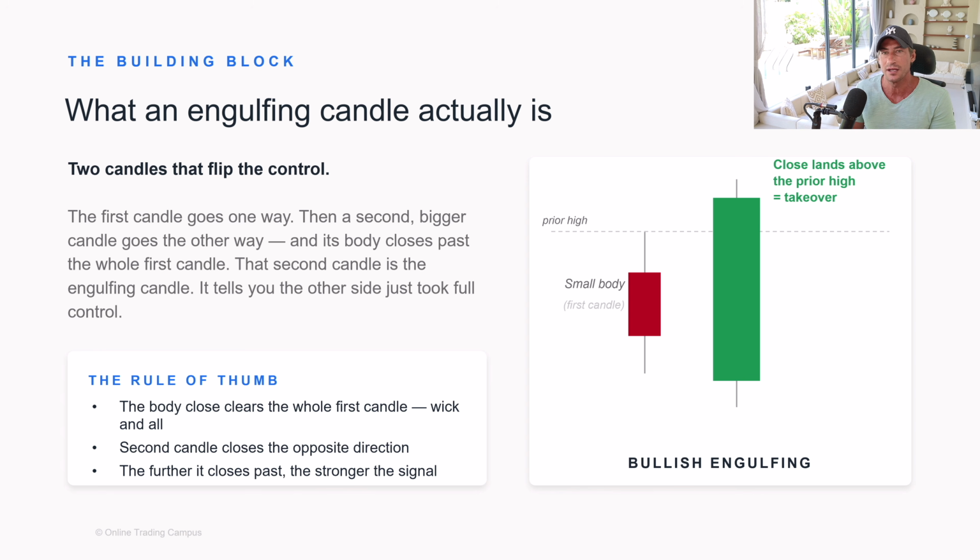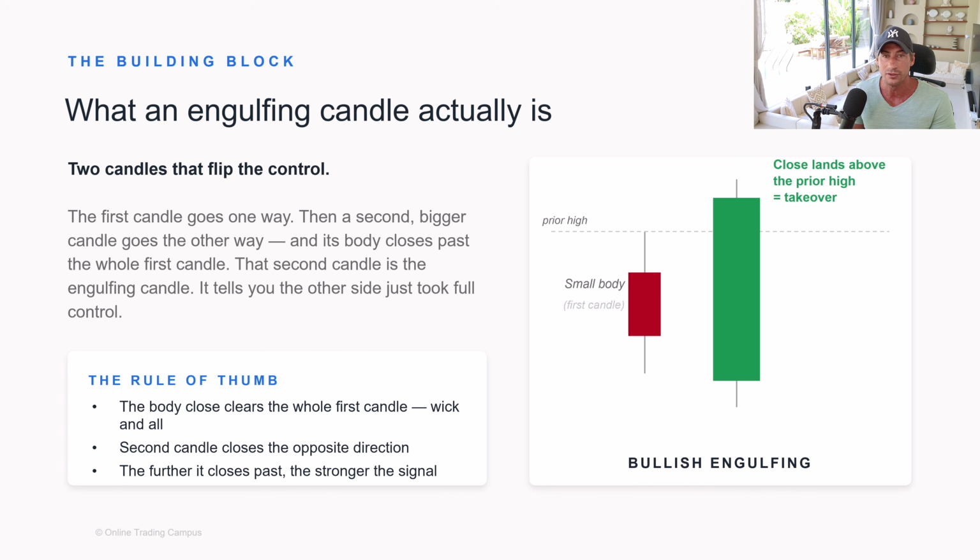An engulfing candle is not one candle, it is 2 working together. The first candle goes one way, then a second bigger candle comes in and it goes the other way. Now, here's where I'm stricter than most people teach. And guys, it matters. It is not enough for the second body to just cover the first body. I want that second candle to close past the entire first candle.